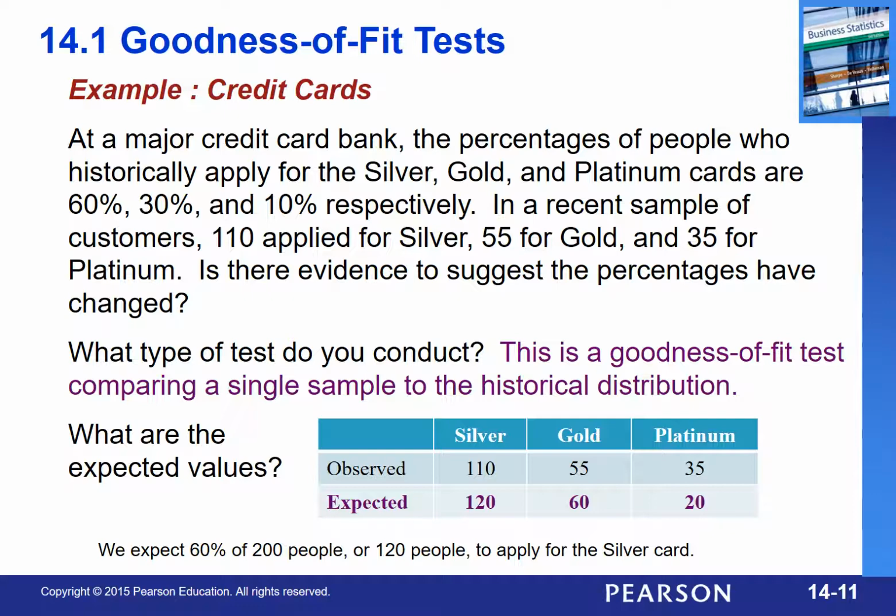Okay, so how did I come up with the expected values? Well, on the table up above, I have the observed. This was just the stuff from our sample. If you total this, it's 200 individuals. And then look up above, 60% historically apply for silver. So I took 60% of 200, which is exactly 120. Then I did 30% of 200, and that gives me 60. And then I did 10% of 200, and that gives me 20. So that's how I'm coming up with the expecteds there.